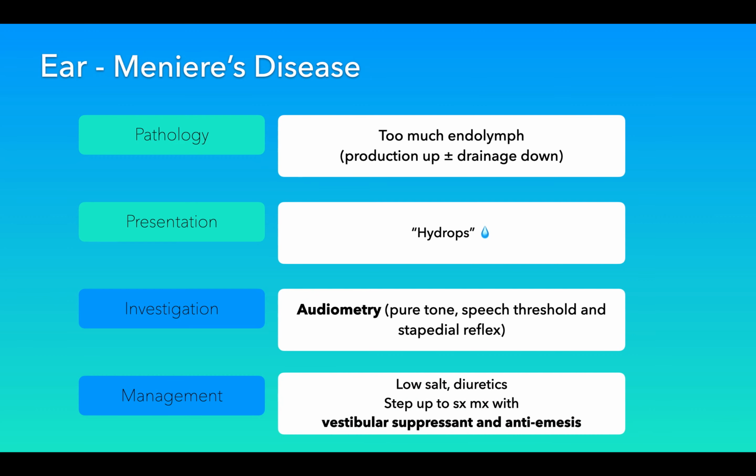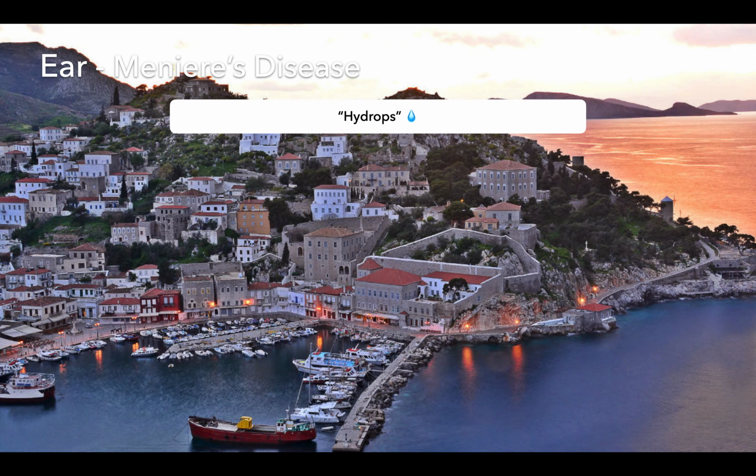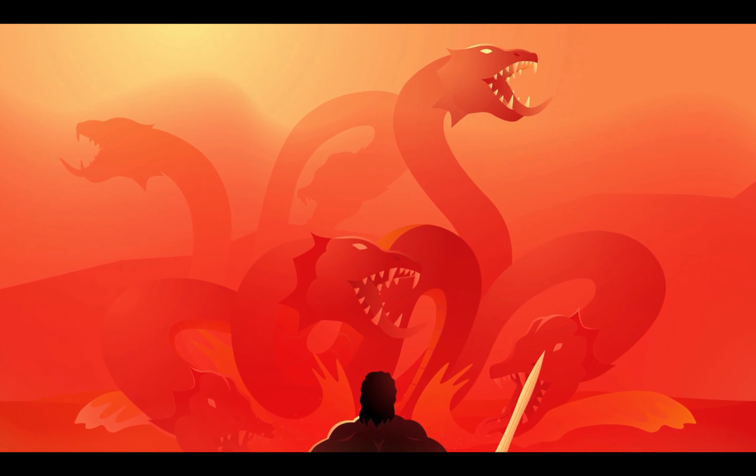So the management of too much fluid is low salt and diuretics. Get the fluid off them, basically, and that's no exception for endolymph. And you might need to support them with vestibular suppressants and your antiemetics, like your cyclizine, for example. Now, as we said, hydra from the Greek, meaning water. There is an island in the Greek islands called Hydra. And Hydra from the ancient Greek being that 9-headed beastie that Heracles had to chop the heads off. The last one was immortal, right?